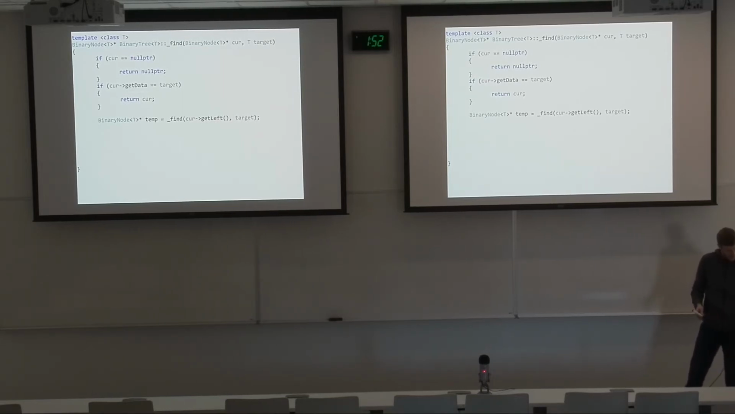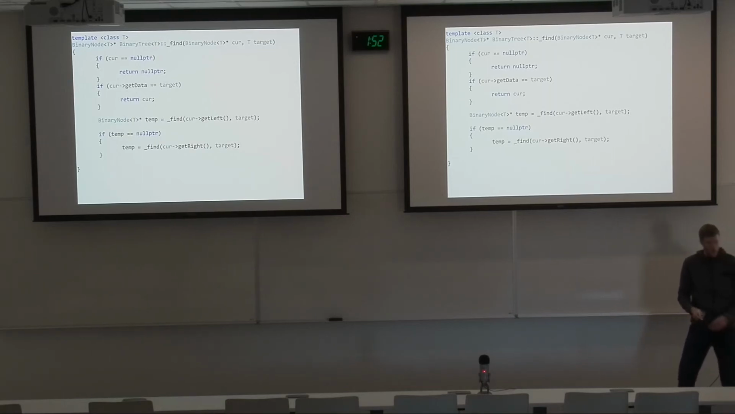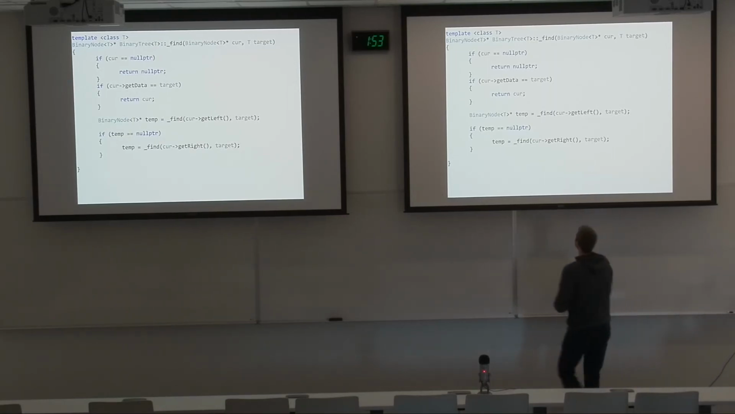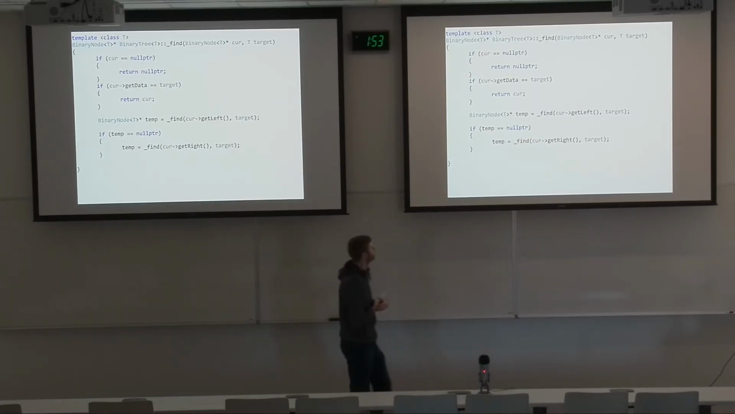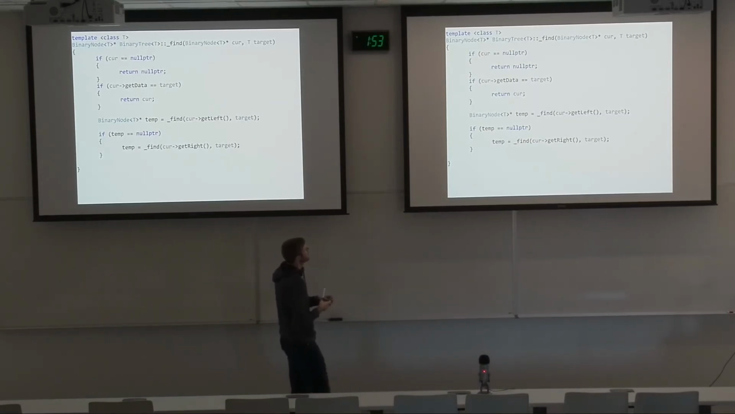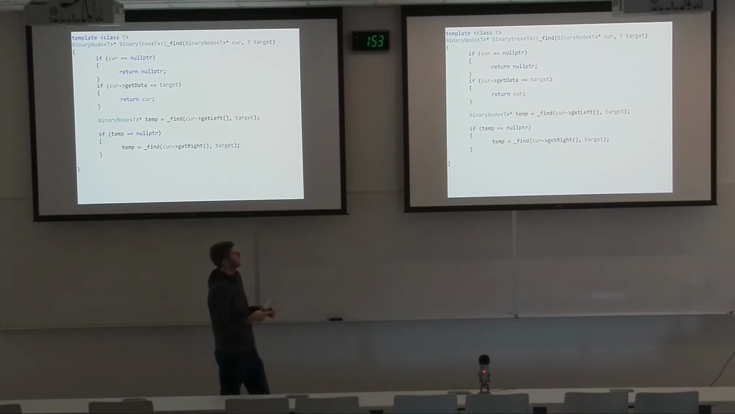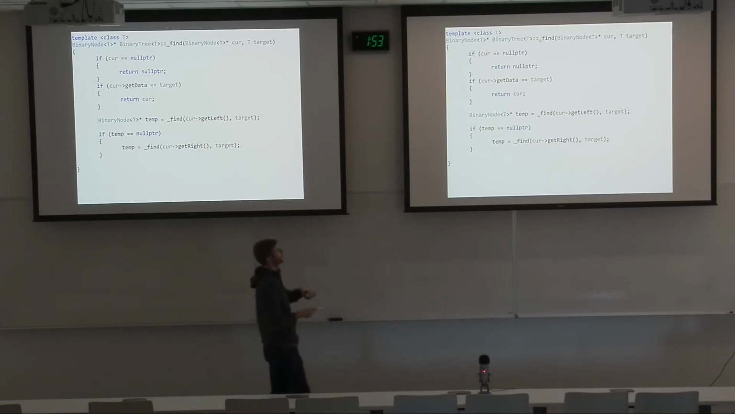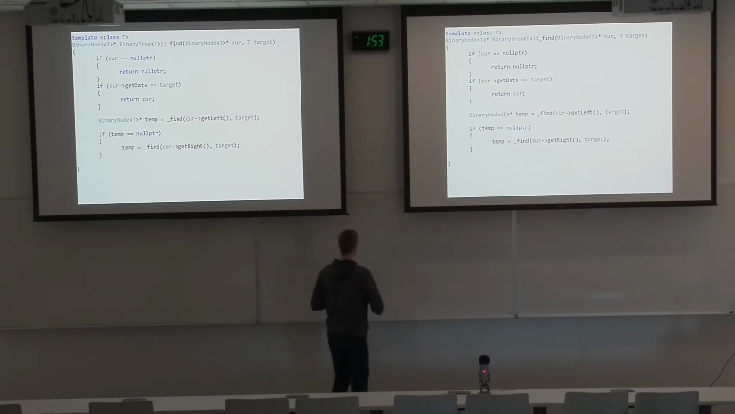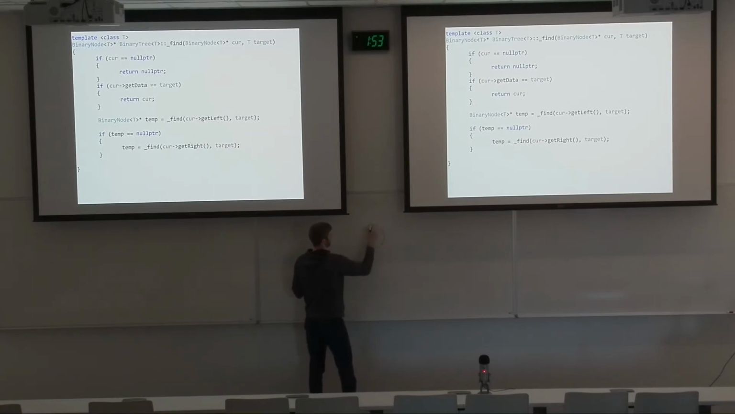But otherwise, do a search on the right subtree. Oh wait, let me take a step back. Do a search on the left subtree. If the left subtree returns a null pointer, that means I didn't find it. Let me put it this way, I'll give you an example.